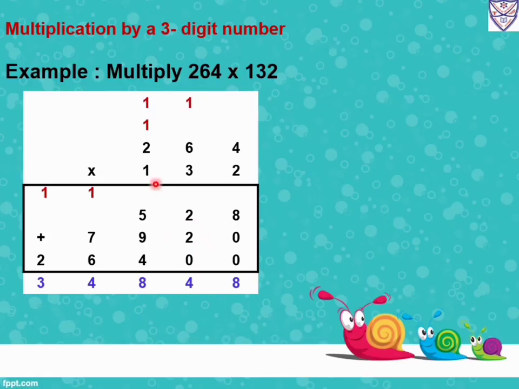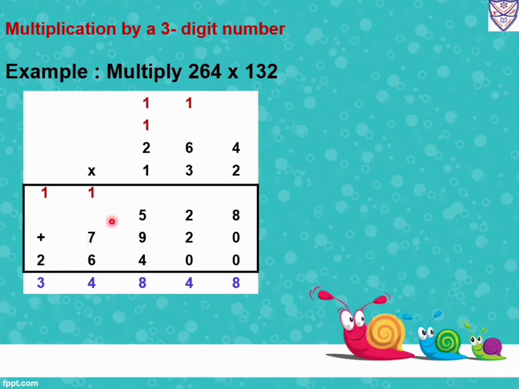Now we will multiply by 1 in the hundreds place. Before starting multiplying, we have to write 2 zeros in the third step. In multiplying by a 3-digit number, we have to add 2 zeros when multiplying by the hundreds place digit. So first we will write 2 zeros, then we will start multiplying by 1. Now 1 4 is 4, 1 6 is 6, 1 2 is 2. Okay, now the multiplication is done.